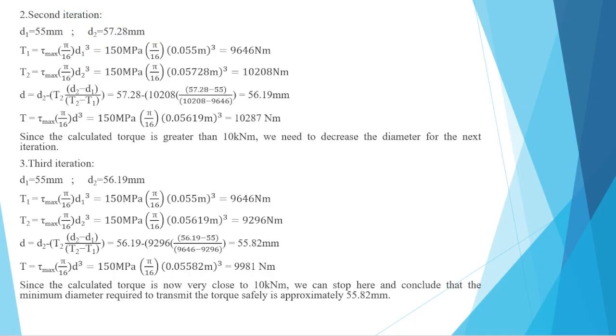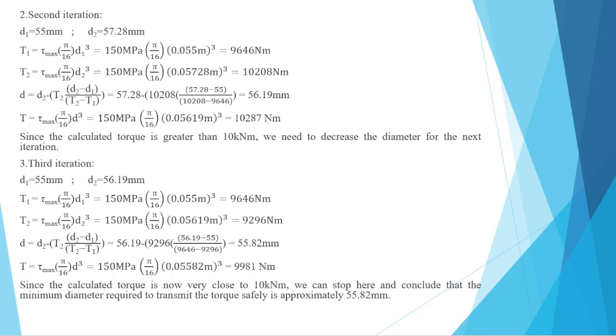Similarly, in the second iteration, the calculated torque is greater than 10 kN. So we again need to decrease the diameter for the next iteration. So in the third iteration, the initial guesses become d1 equals 55 millimeters and d2 equals 56.19 millimeters.